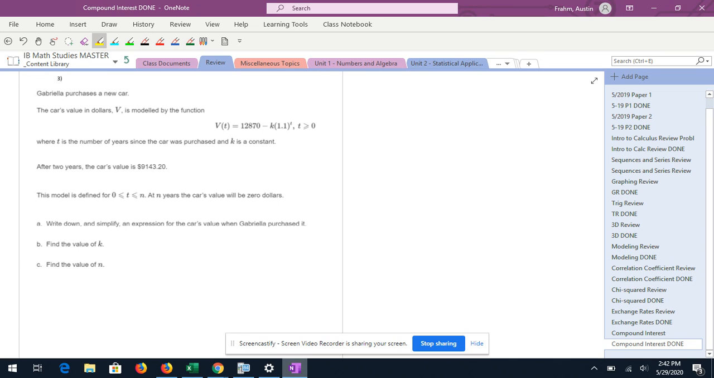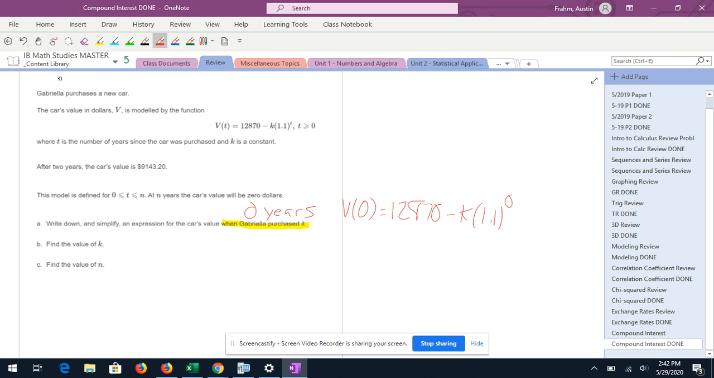Letter A says write down and simplify an expression for the car's value when Gabriella purchased it. So when Gabriella purchased it would be 0 years. So what we're going to do is find V of 0, meaning we're going to plug 0 in for t. So 12,870 minus k times 1.1 to the 0 power.